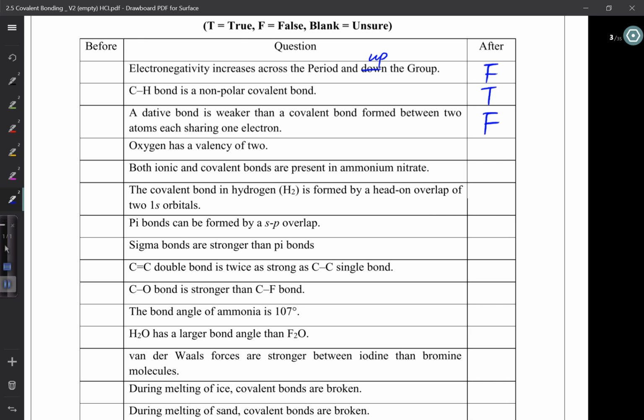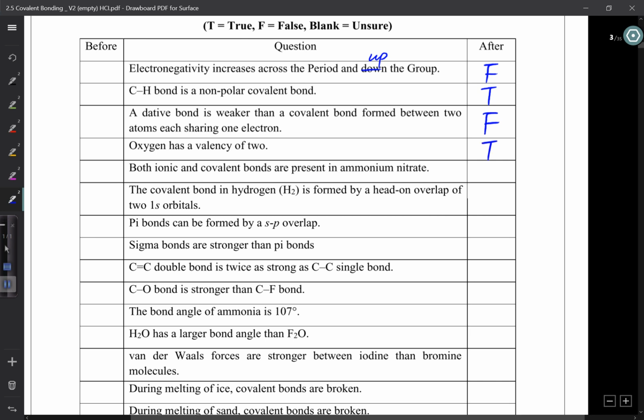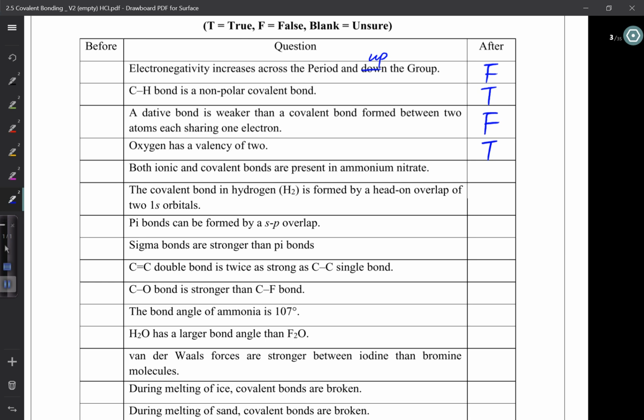Oxygen has a valency of 2. True, right? Oxygen forms 2 bonds. Correct? Oh wait, so it has a valency of 2. This is not valence electrons, this is valency. Valency means how many bonds it tends to form. I really thought about it in one of the pages.